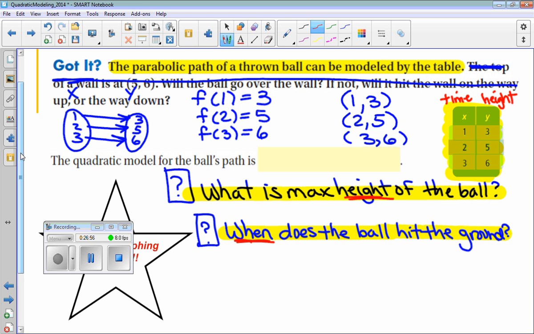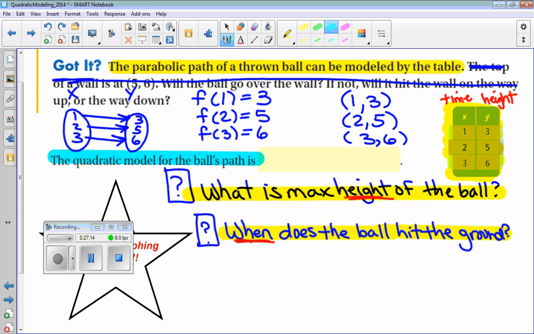Before we can even answer these questions, though, we have to come up with an equation. Okay? So we have to find the quadratic model. And that's what we're going to do. The quadratic model. We need to find the equation.